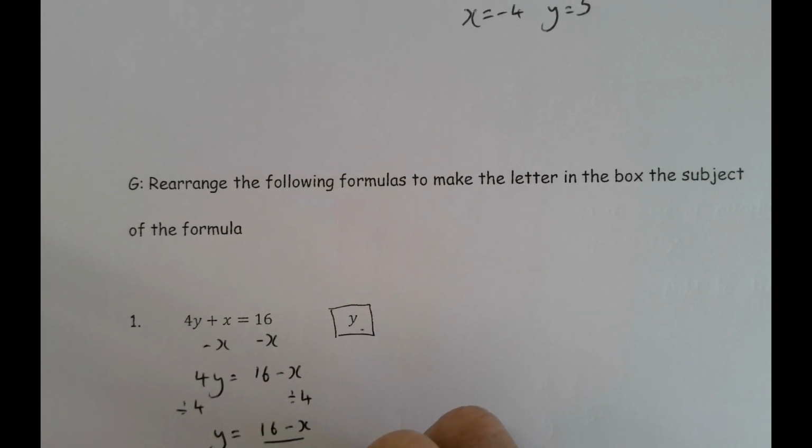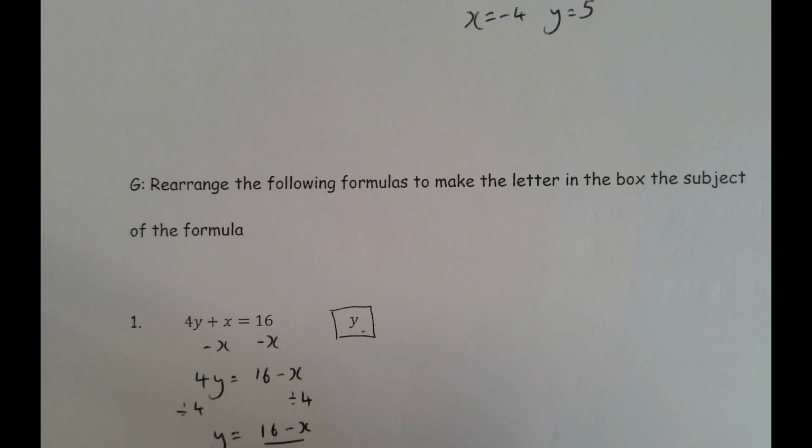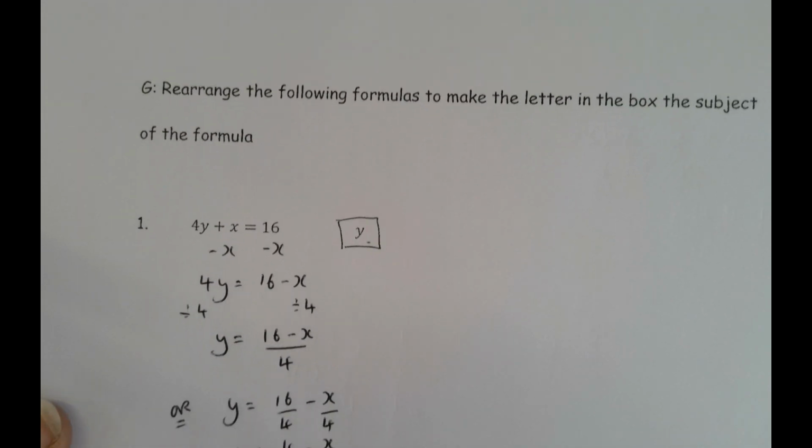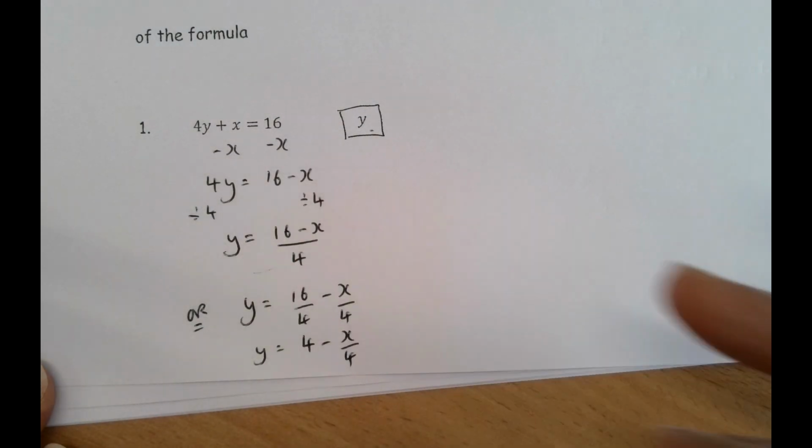Or I could say y is equal to 16 over 4 minus x over 4. So y is equal to 4 minus x over 4, if you want. Okay, either of those answers is good. This is good, and this is good.